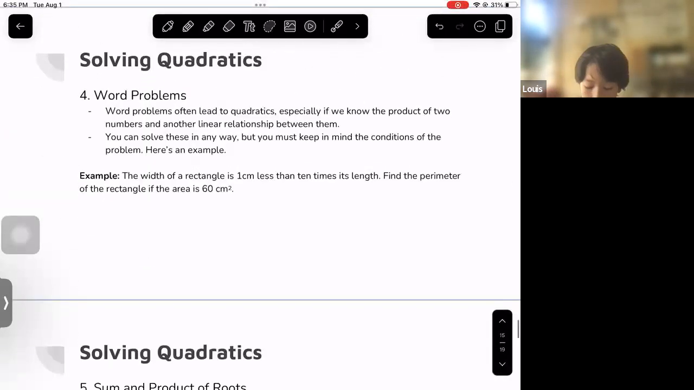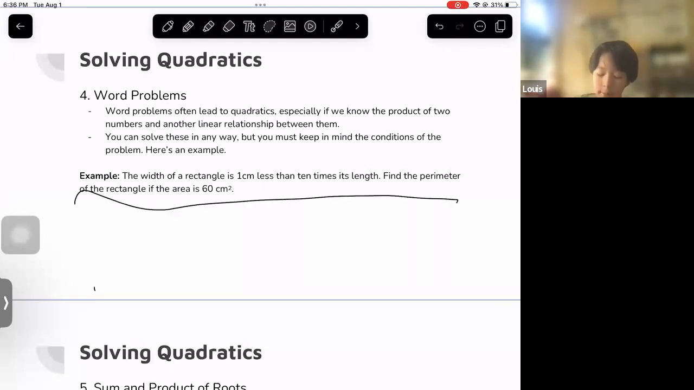So next, we have word problems. Usually word problems lead to quadratics, especially if we know the product of two numbers and another linear relationship between them. You can also solve them in any way, but you must keep in mind the conditions of the problem. So I'll give you guys a few minutes to solve this problem right here.